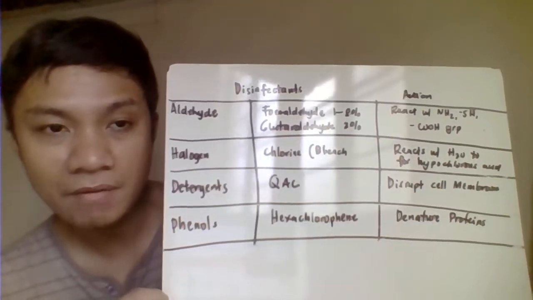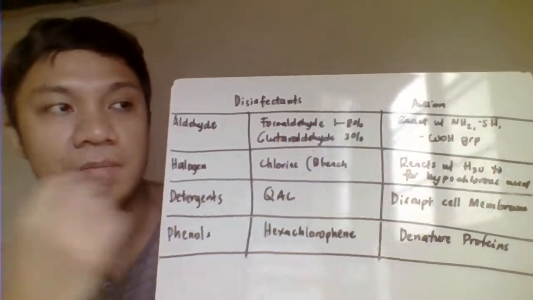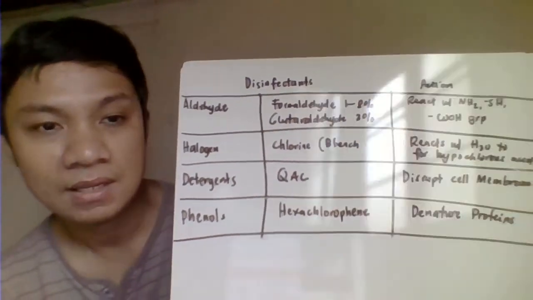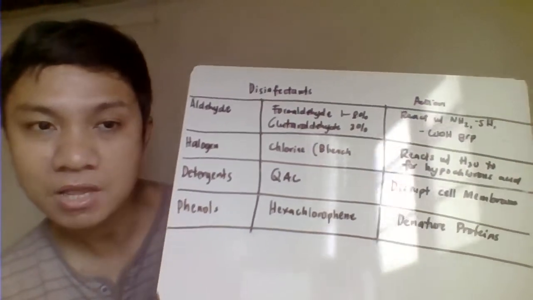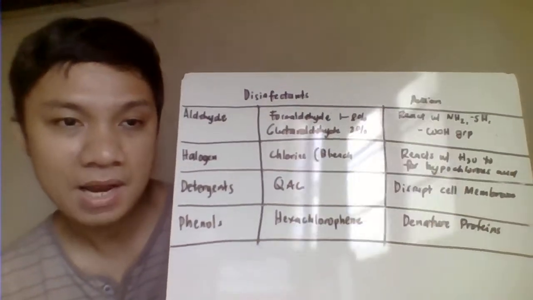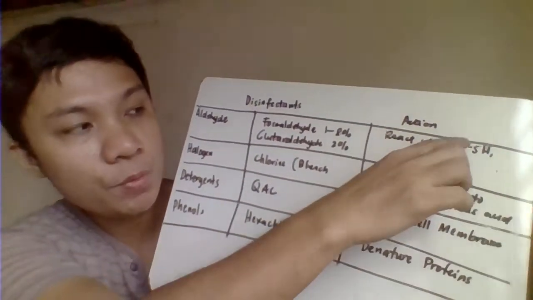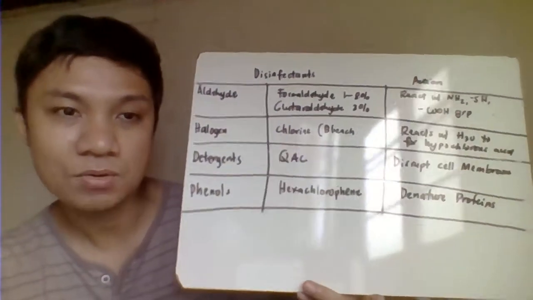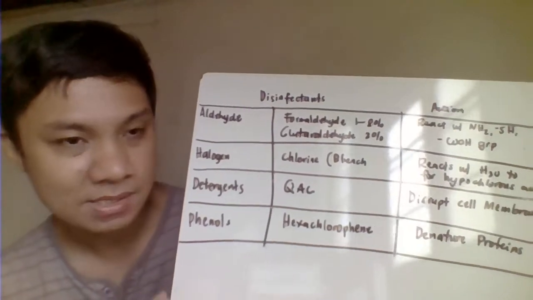So, the first one, we have your aldehyde group of your chemicals, which includes your formaldehyde, formalin, at a concentration of 1 to 8%, and the 2% glutaraldehyde. So, this one try to kill your microorganisms primarily by disrupting the amino group, the carboxyl group, and we have the sulfhydryl group of the protein structure of the bacteria or your microorganisms.